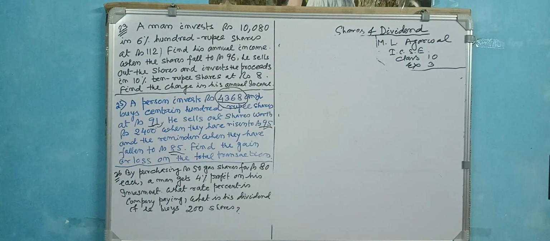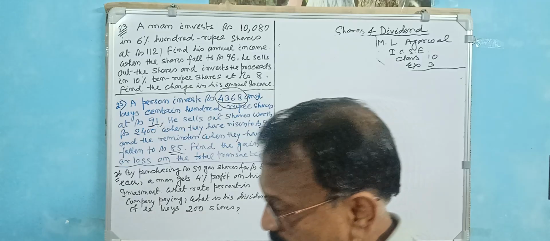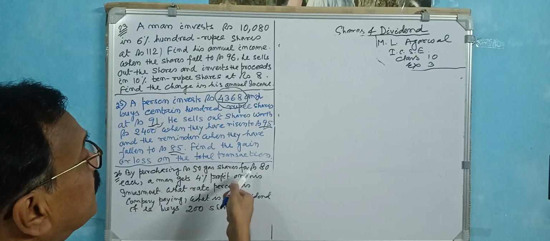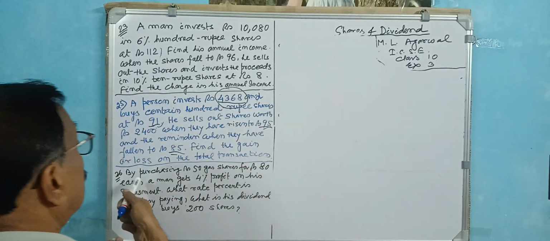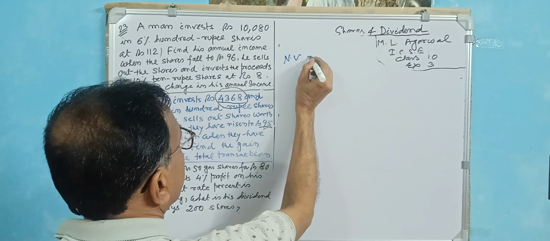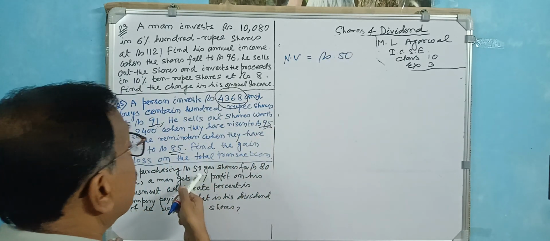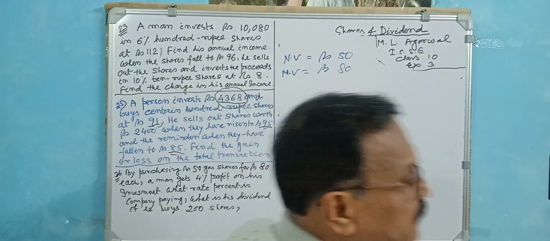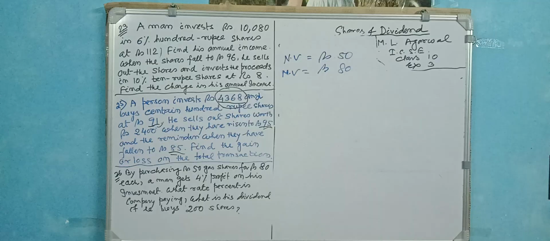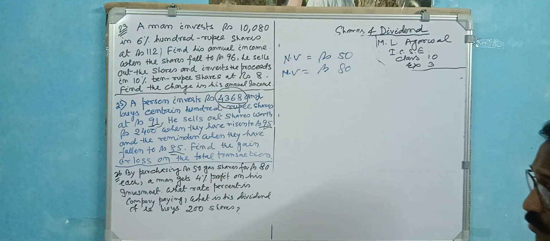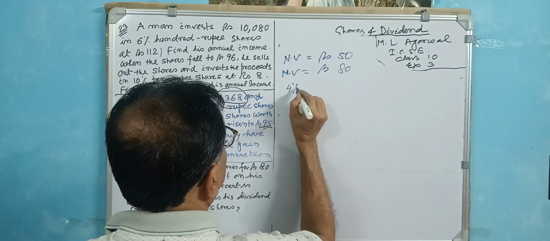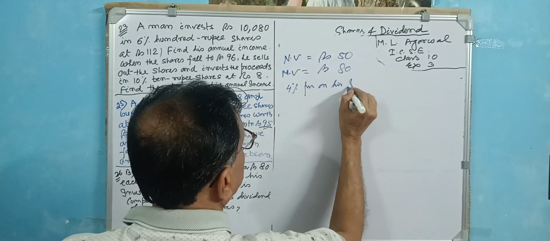This is sum number 26. By purchasing rupees 50 gas shares, that means nominal value rupees 50, for rupees 80 each, market value, rupees 80 per share, a man gets 4% profit on his investment.